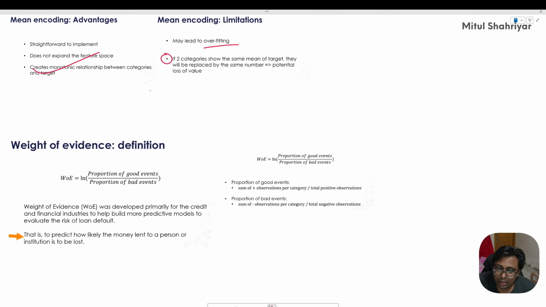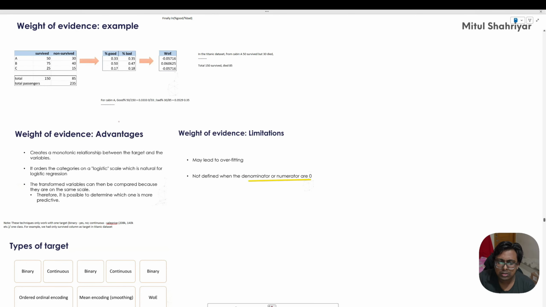So that's an issue. Okay, weight of evidence, which is something you might not see in many videos, right? But it's very interesting. Weight of evidence was developed primarily for the credit and financial industries. So it will learn from the columns, like the positives and the negatives. For example, you can see the proportion of good events divided by the proportion of bad events. Then we take the log and we get the weight of evidence. So let's look into an example.